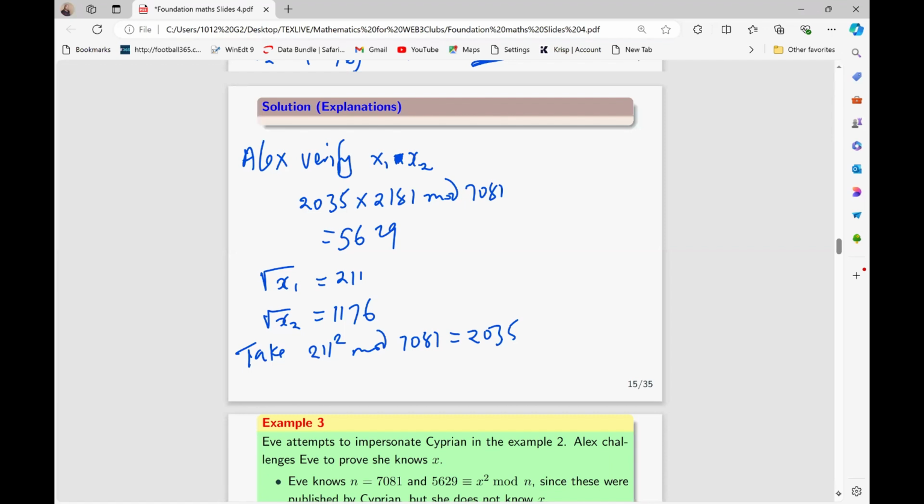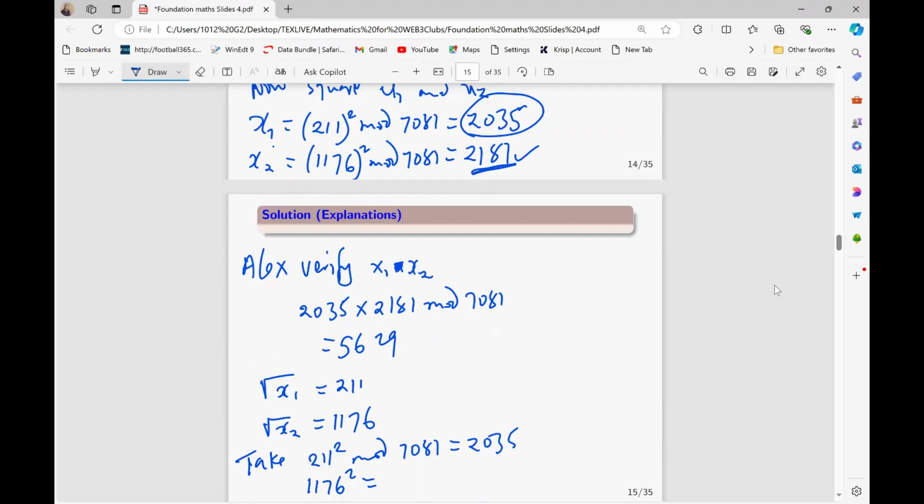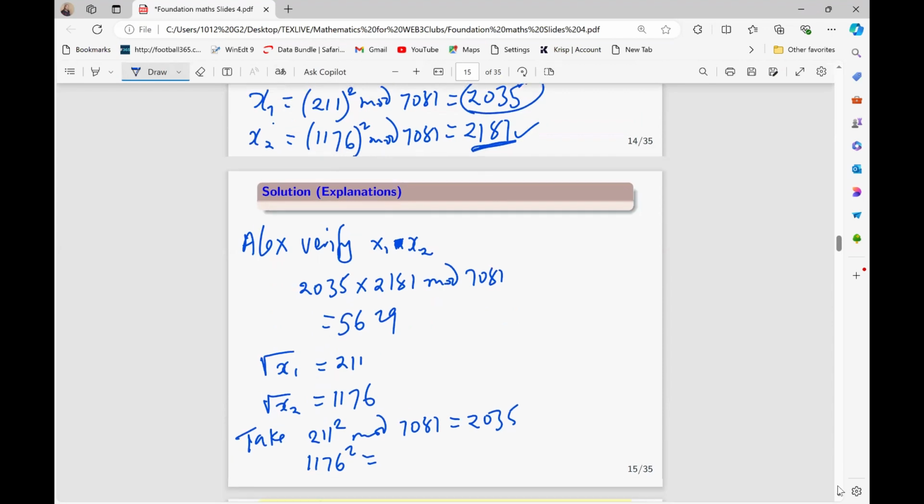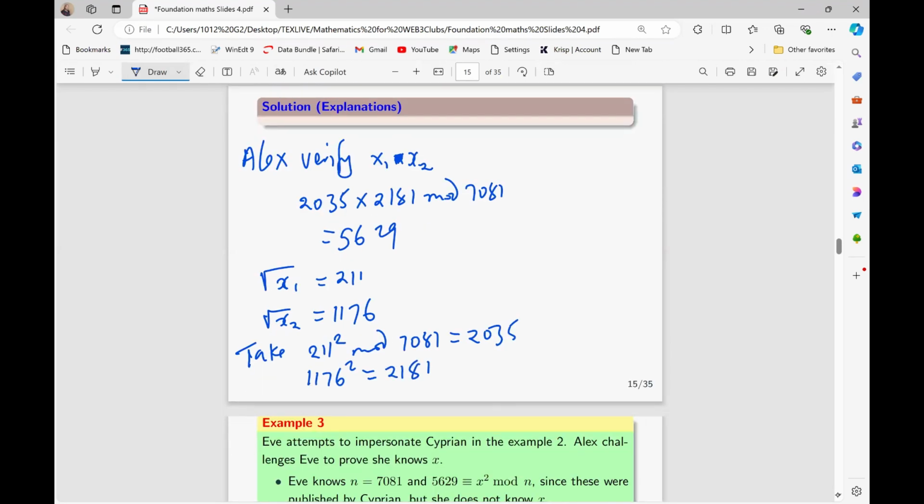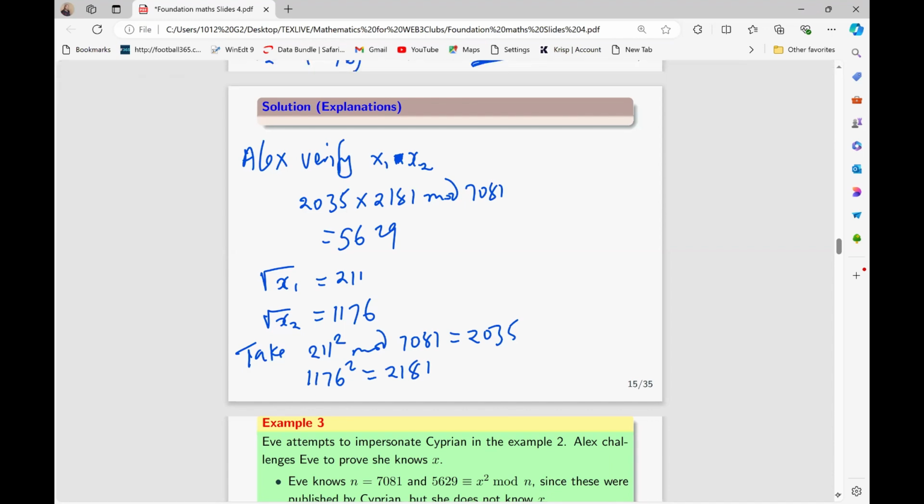Again, he wants to verify whether what you send him as the square root of x2, which is 1176, is indeed the square root. When he does that, he multiplies and he gets 2181. He's convinced, therefore, that you know what x is. Because nobody else can give him the square root of x1 and the square root of x2 if that person did not know what x was. Nobody else can do that.